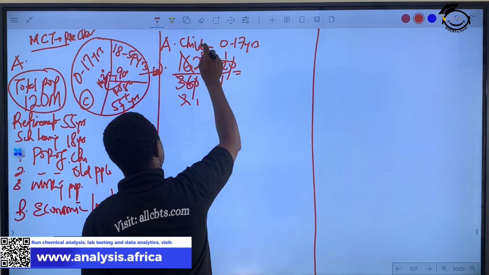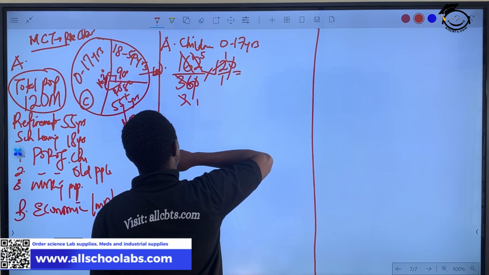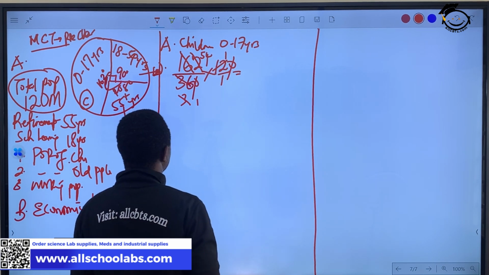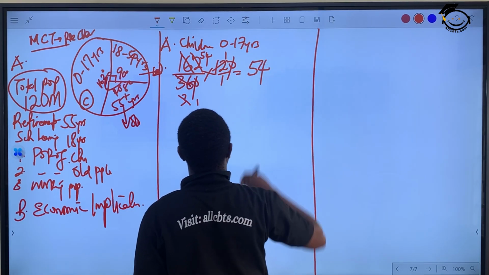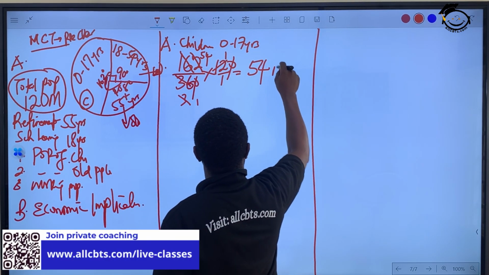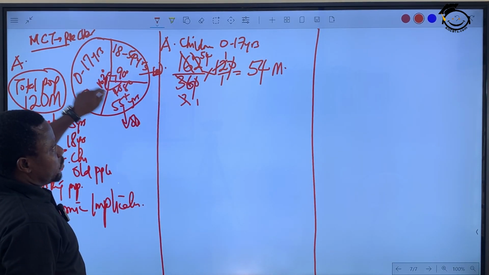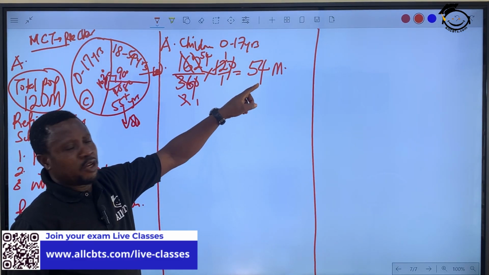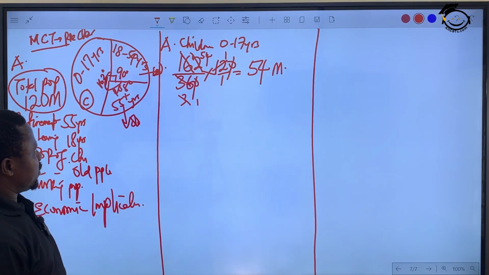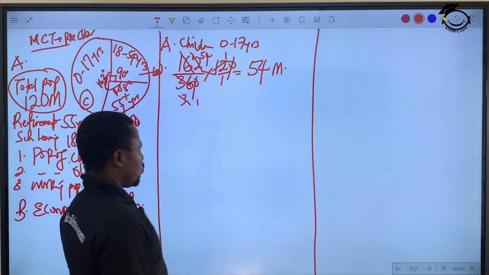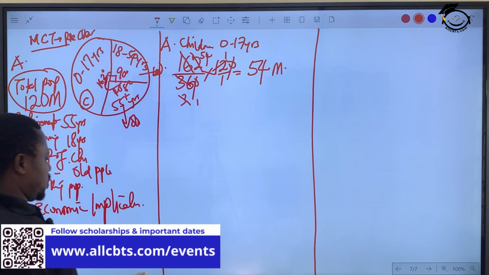That is 5. 3 times 5 is 15. Remaining 1. That is 12. 3 in 12, what do you have? 4. Am I correct? Good. 3 times 4 is 12. So what do you have now? You have 54 million. So this 162 population here means 54 million. Out of 120 million, 54 of them are children. The answer is in millions because 120 is in millions. We are looking for the population of children. Total population is 120 million.